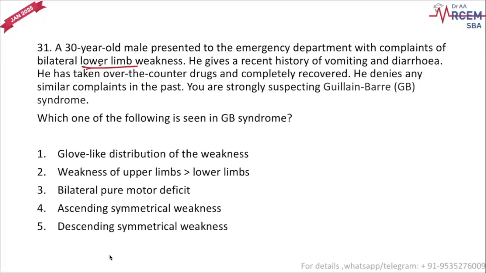Glove-like distribution of the weakness? No, it is ascending. Upper limbs are not involved initially. Weakness of the upper limb more than the lower limbs? No, that is seen in central cord syndrome.